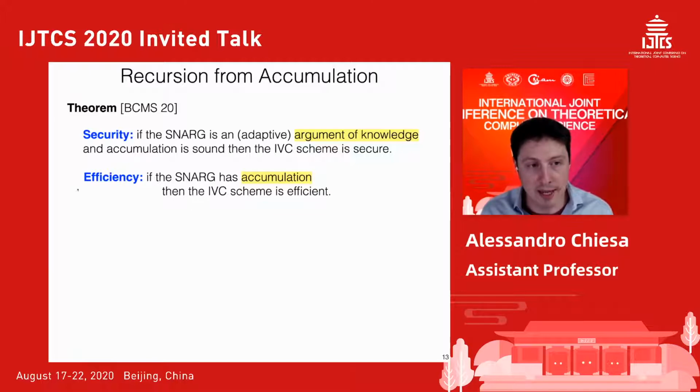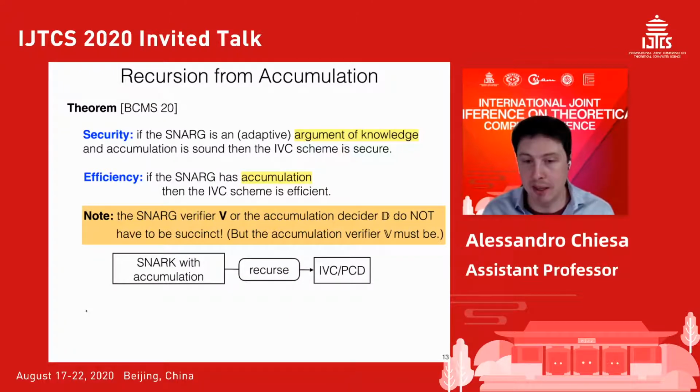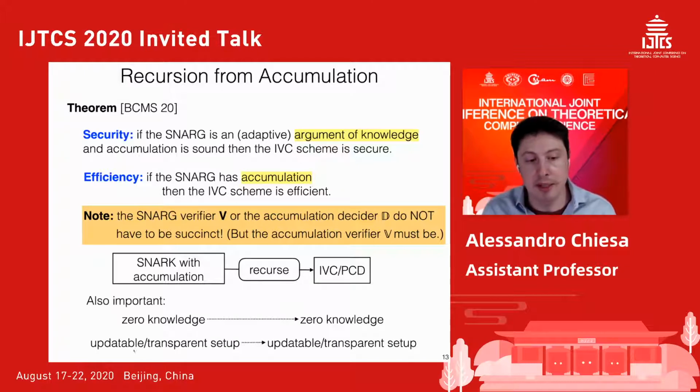And here, what we gained is, from an efficiency standpoint, if the snark has accumulation, not succinct verification necessarily, then the IVC scheme is efficient. Namely, it's okay if the snark verifier or the accumulation decider are not succinct. Okay? So we have now relaxed the implication that it suffices of a snark with accumulation to construct IVC and PCD. And also importantly, in this construction, we preserve nice properties like zero knowledge and the type of setup. Okay? So that if you start with a snark, it's a nice snark. For example, with a transparent setup, you will get IVC with a transparent setup.